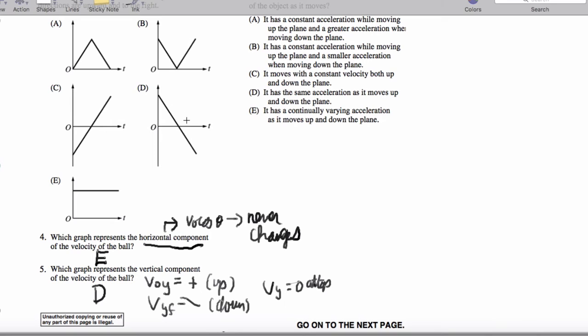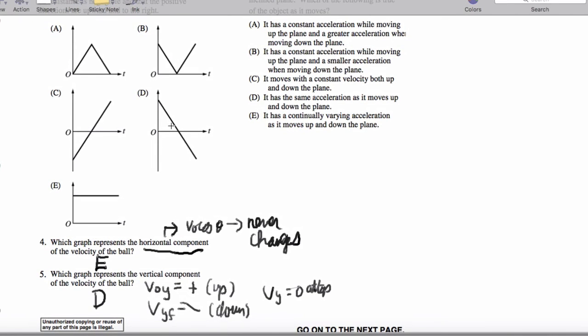And if you notice, by the way, if they were to ask you, the slope of this graph is negative 9.8 meters per second squared, because the slope of the velocity graph is acceleration, but that's just an aside.